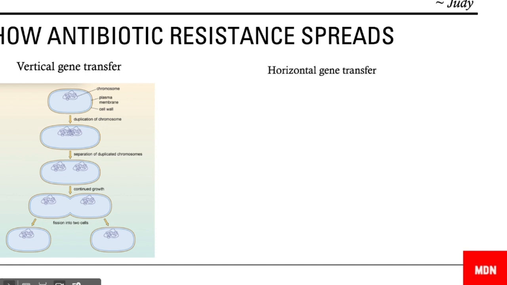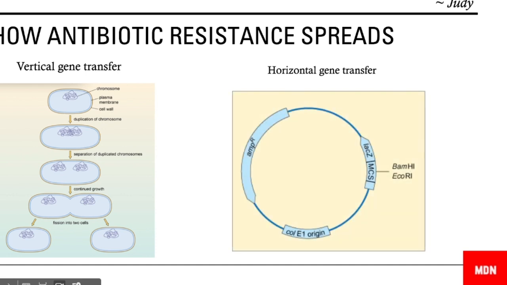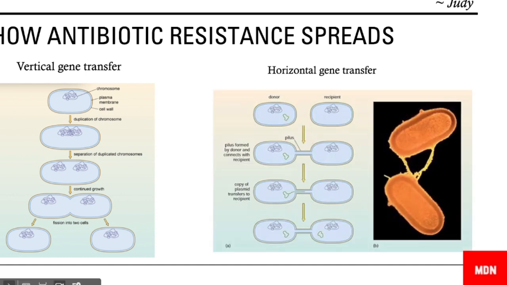Next, I'll just briefly go through the horizontal gene transfers. This is a plasmid with the resistant gene on the side. Then we have conjugation of the bacteria. If you see on the diagram, there's a pilus, and this is just the bridge between the two bacteria. And then the plasmid is copied and shared between the two.